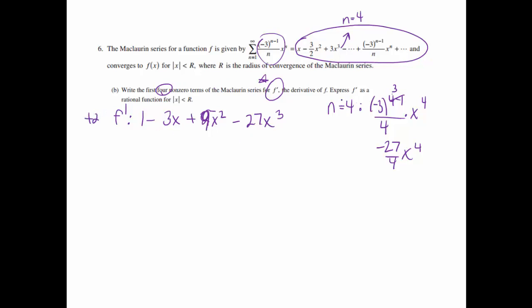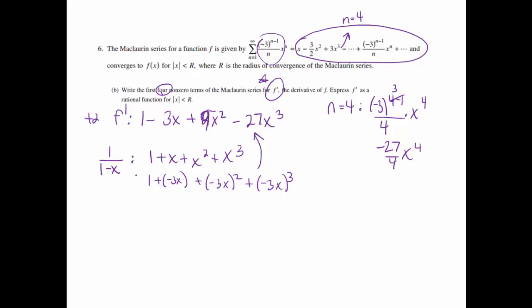Okay, and then the next one, it says to express f prime as a rational function. So this comes back to that doggone formula recognition, and hopefully maybe you'll recognize that this is the Maclaurin series for 1 over 1 minus x, which looks like this: 1 plus x plus x squared plus x cubed. And to get this formula, we would plug negative 3x in for all of our x's. And if I did that, I would get what we started with.